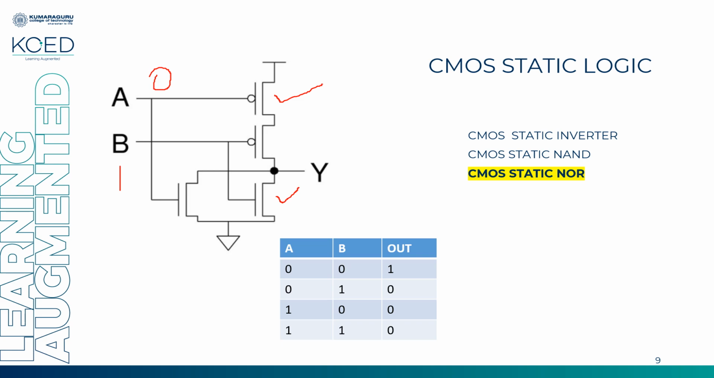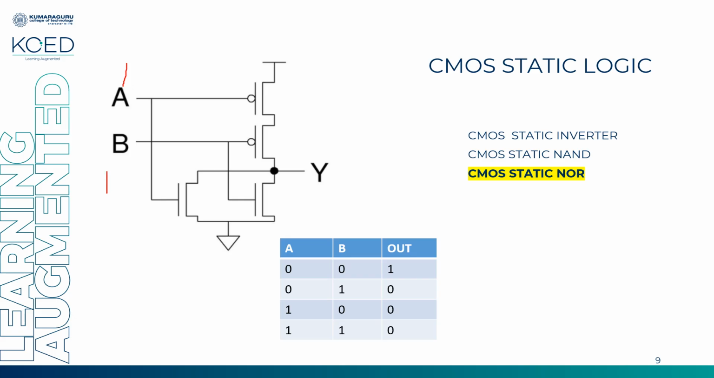Likewise, what happens when you give 1 and 0? So you have 1 and 0. This will remain in on condition, again off condition. A will turn on a transistor, so this will remain in on condition, this will remain in off. Since the NMOS is in parallel, if any one of the NMOS is in conducting state, it moves the voltage that is available at the output node to ground. So again 0. Okay, so what happens when both are 1?